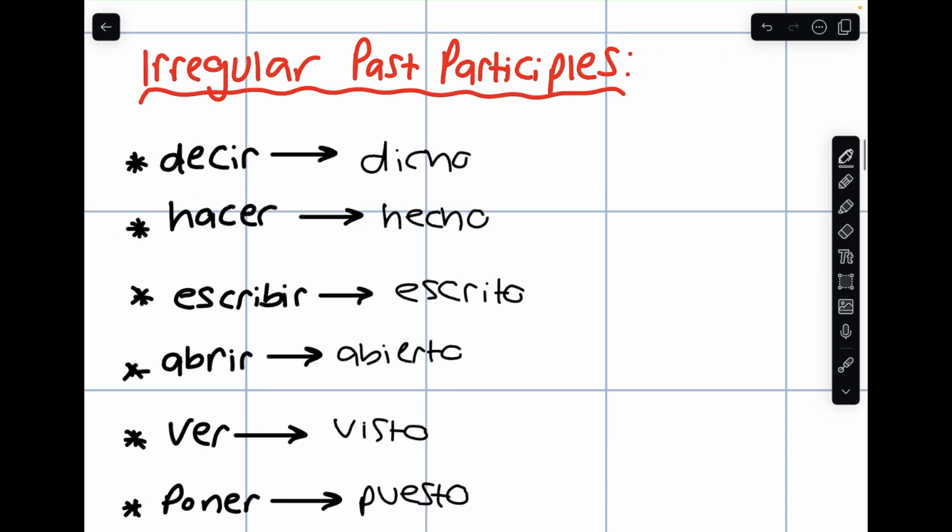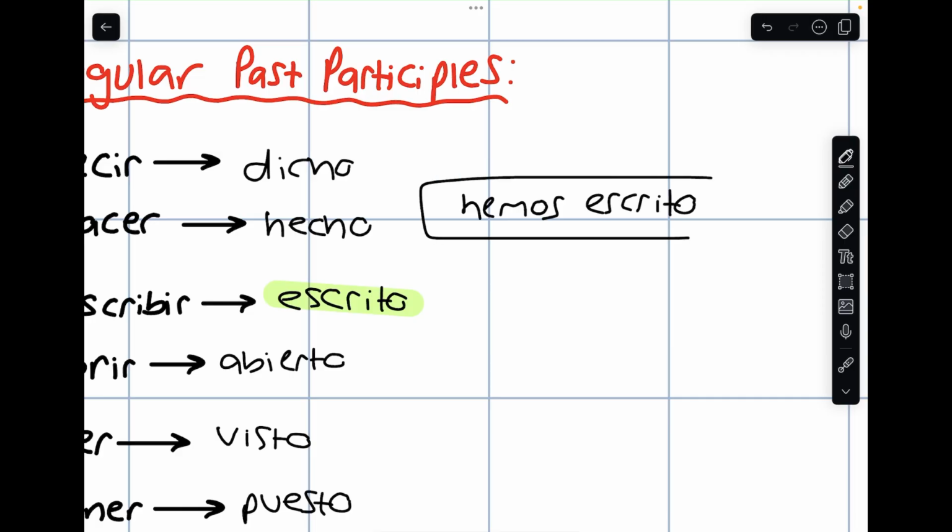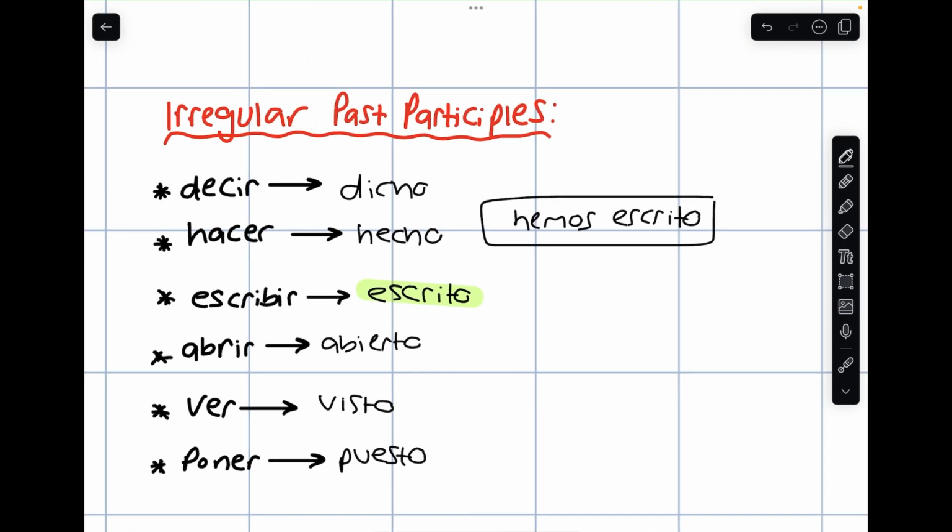So, if I wanted to say we have written, I would take the present tense of haber, which is hemos, and then take the past participle of escribir, which is escrito, to have hemos escrito. And those are all my irregular past participles that we need to know for now. Obviously in Spanish there are more than this, however, for GCSE, these are the key ones to know.